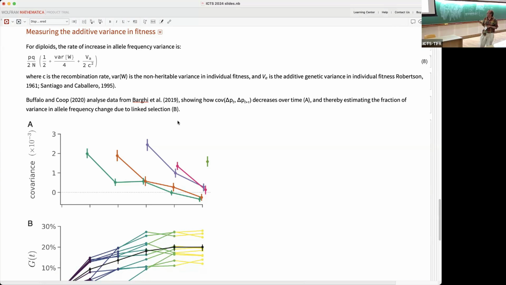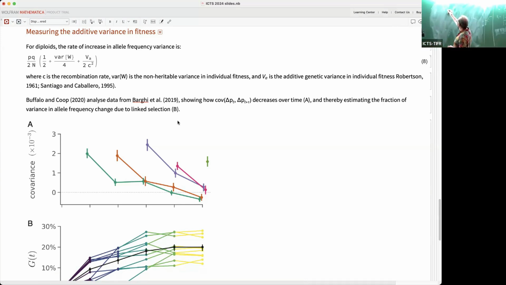So the idea that was taken up recently by Buffalo and Coop came actually again from a really nice paper by Alan Robertson in 1961, again in the sort of animal breeding context, and something developed in some detail by Santiago and Caballero in 1995 in the context of linked selection, asking what is the rate of increase of allele frequency variance? And we have to be quite careful about defining this. I think it appeared in Enrique's talk, so I'm really going to just elaborate on this a bit.